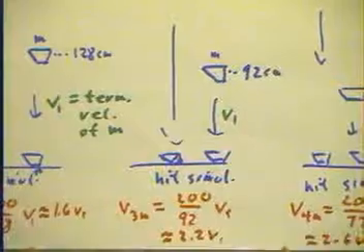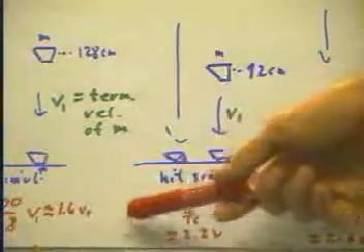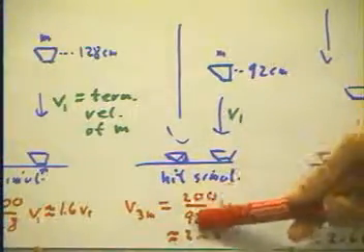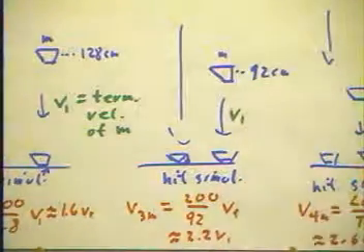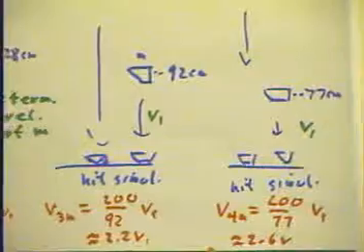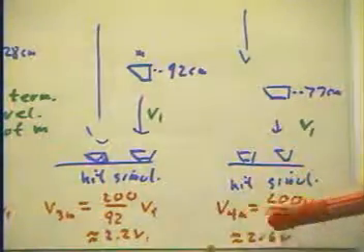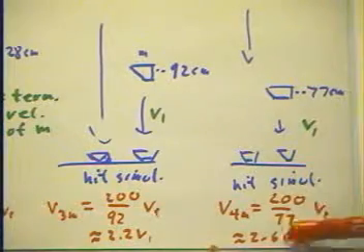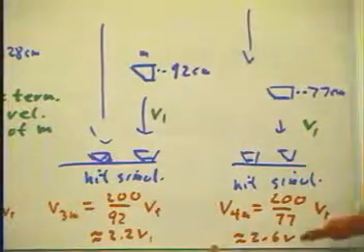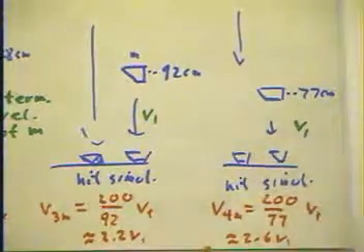Similarly, over here we're going to conclude that the terminal velocity of the tripled mass is 200 over 92 of the velocity of the single mass, or 2.2 times the velocity of the single mass, and that the terminal velocity of the quadrupled mass, the 4 times the mass, is going to be 2.6 times the velocity of the single mass. Let's put a 1 on that V there.